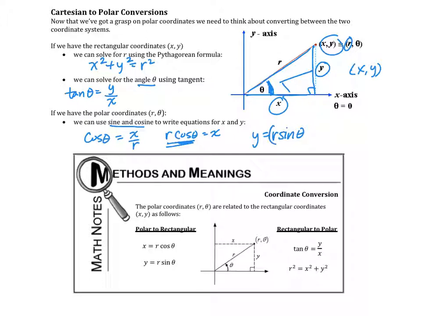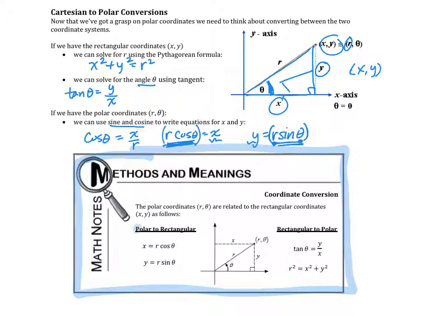This is polar form because it has your radius and your angle measure, where x and y are rectangular because it's just your x and y coordinate. So this methods and meanings here below just kind of highlights that. So polar to rectangular, we're going to use this. If we're going rectangular to polar, then we're going to use these two formulas. So we'll see what that means as we continue with example problems.